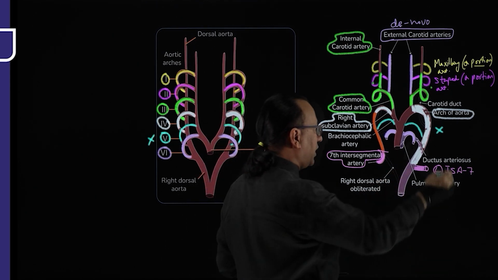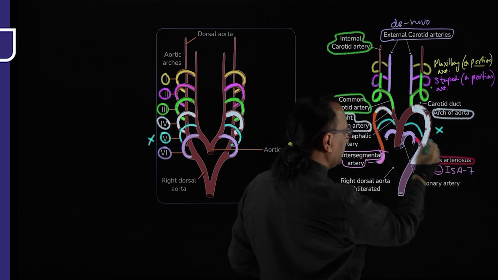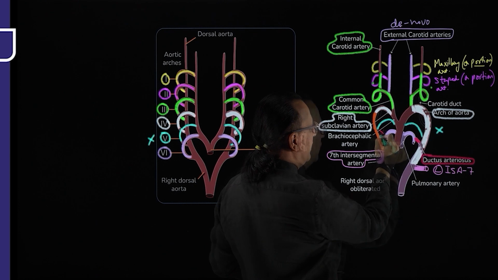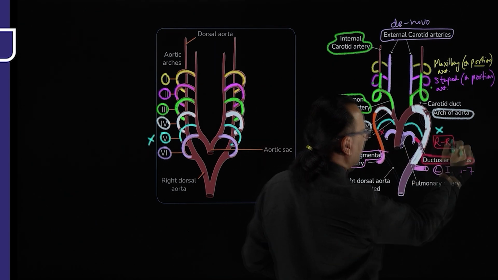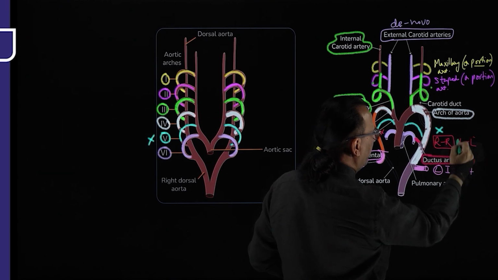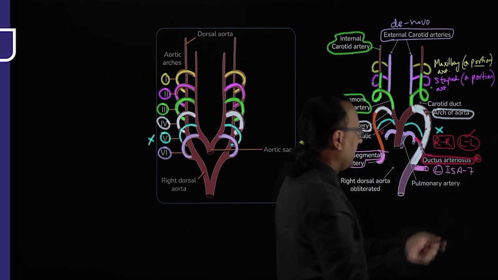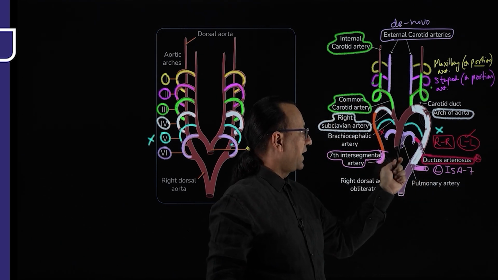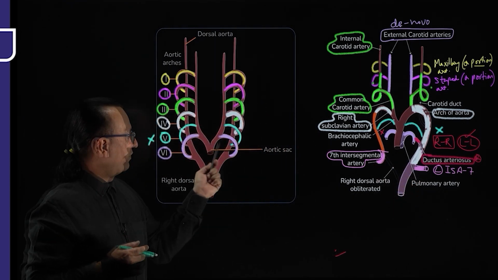May it be on the left side as evident here, or may it be on the right side. But then the right regresses and left is left. So maybe we do have a ductus arteriosus on the right side, but right regresses and left is left. So we will have the ductus arteriosus present only on the left side. But as such, the ductus arteriosus is also derived from the sixth pharyngeal arch artery as we have discussed.